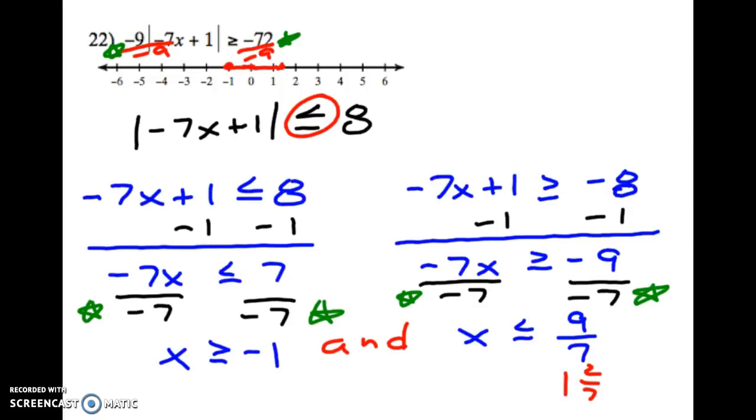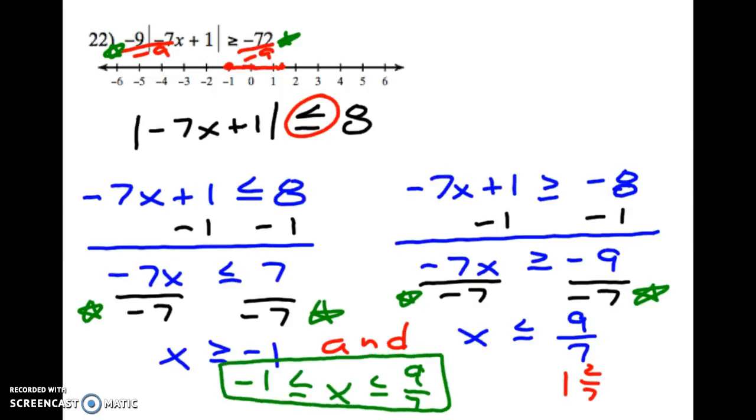So if we're going to write this out as a compound inequality, we see that negative 1 is less than or equal to x, which is less than or equal to 9/7, or x is between negative 1 and 9/7.